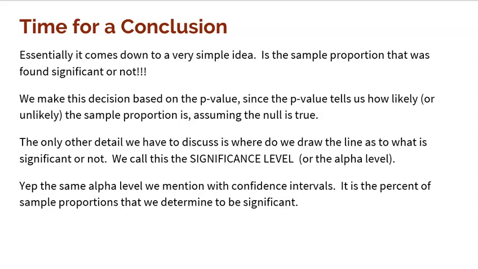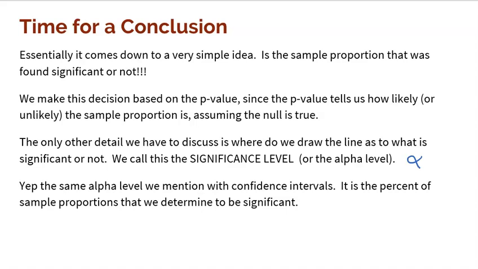The only other detail we have to discuss is where do we draw the line as to what's significant or not. I've been kind of saying 1% a lot in class in all these videos, right? But be honest, it could be a couple different things. Well, first and foremost, we call this the significance level, or the alpha level. Yeah, we actually mentioned this back when we were talking about confidence intervals. This is alpha. Alpha is the proportion, or the percentage of samples that you deem to be significant.